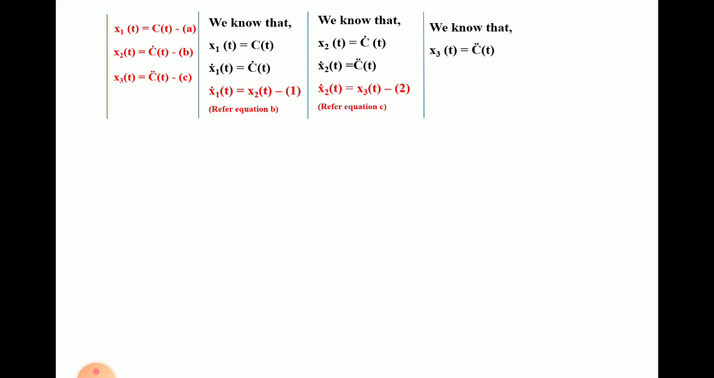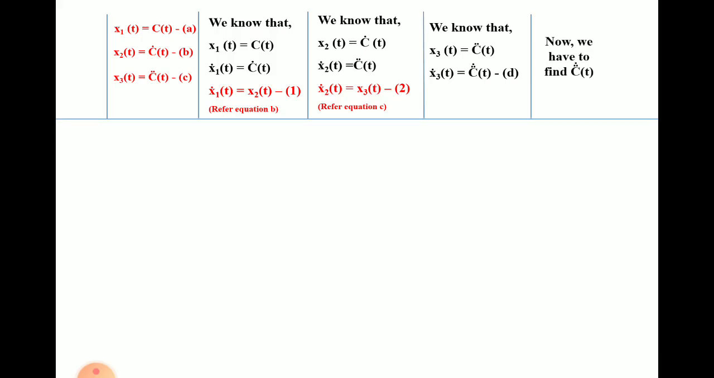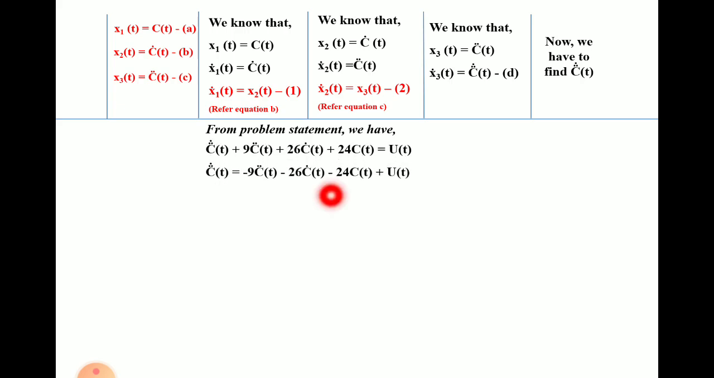Now for C triple dot of t, we know that x3 of t is C double dot of t. Differentiate x3 of t, you will get x3 dot of t is C triple dot of t. Again, we do not have any relationship which relates C triple dot with a state variable or input. So now we will achieve that. So we will find C triple dot of t, and we already have a differential equation in this form. Again, we need C triple dot of t, right? So rearrange this expression for C triple dot of t. You will get an expression like this.